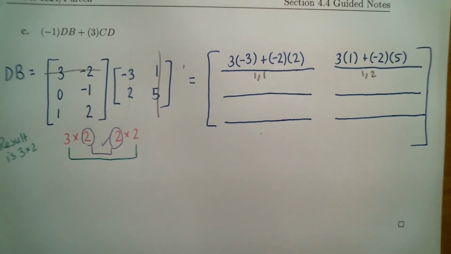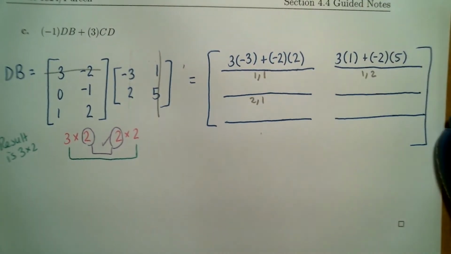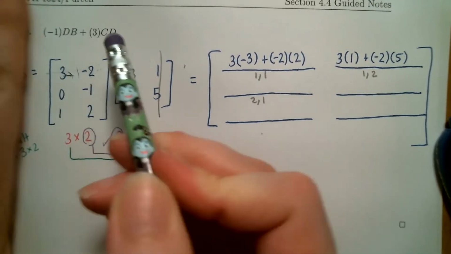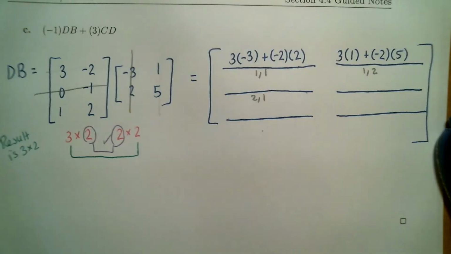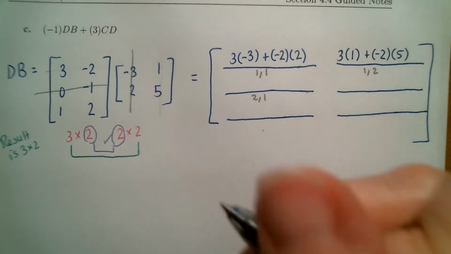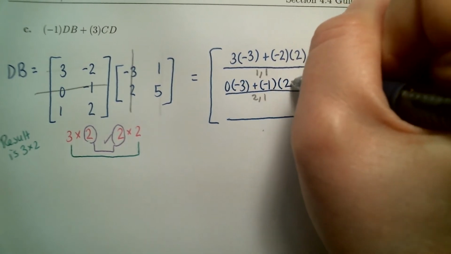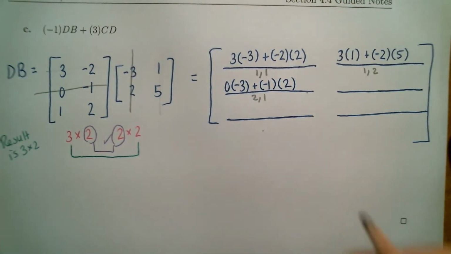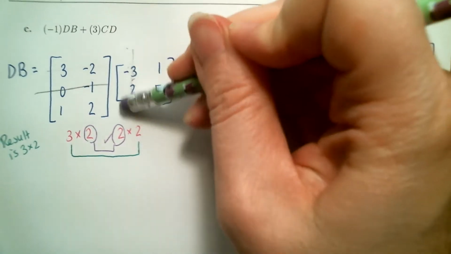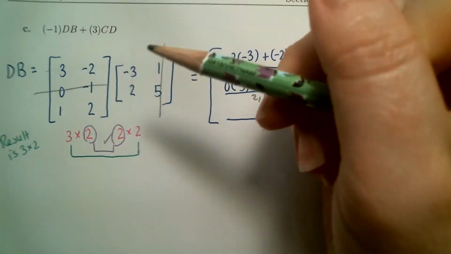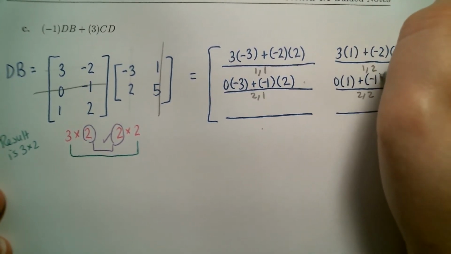And then moving on, this position is the second row, first column. So we are going to do the dot product of the second row, first column. We will get 0 times -3 plus -1 times 2. All right, second row, second column. We're going to do the dot product of the second row, second column. So we're going to get 0 times 1 plus -1 times 5.